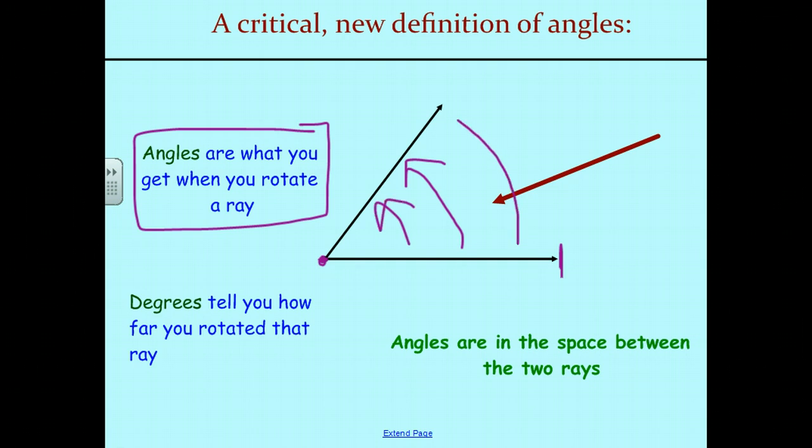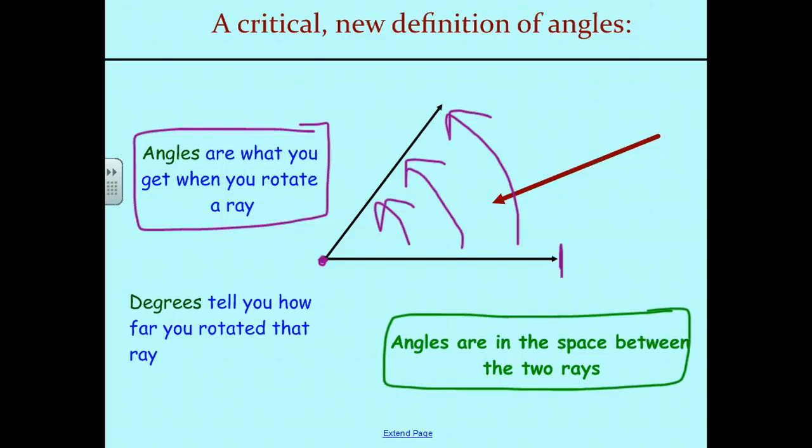Now, no matter how much space is actually in here and how large these purple arrows are, they still have the same number of degrees, because the degrees tell you how far around the circle you've rotated. And again, that underscores the fact that angles are not just formed by the rays, but encompass the space between the two rays also.